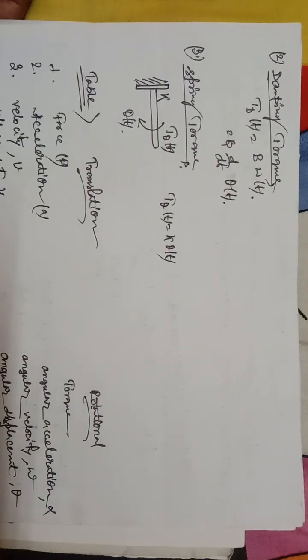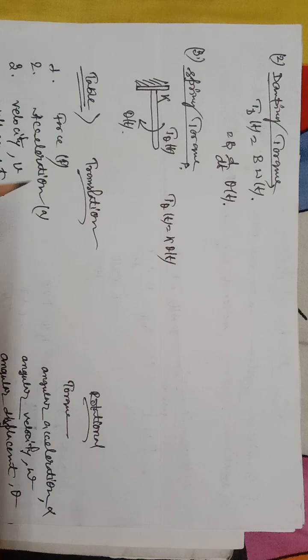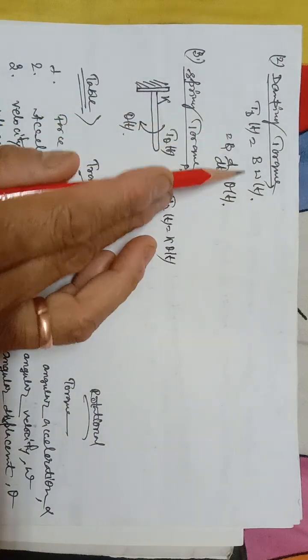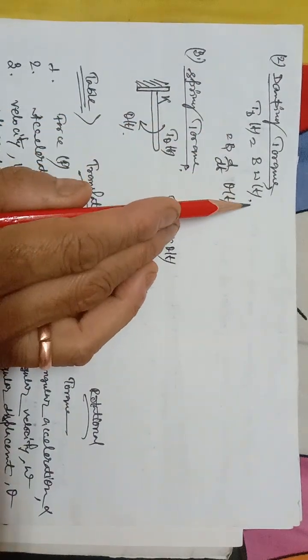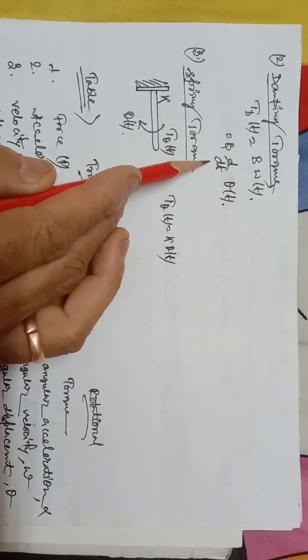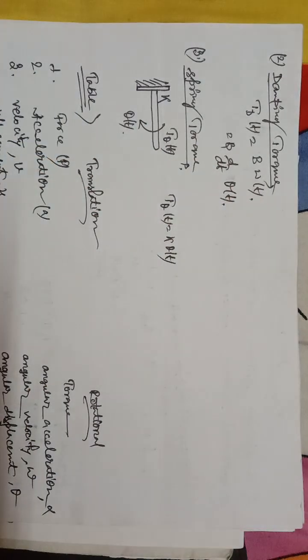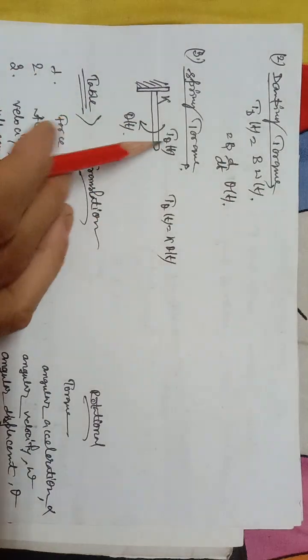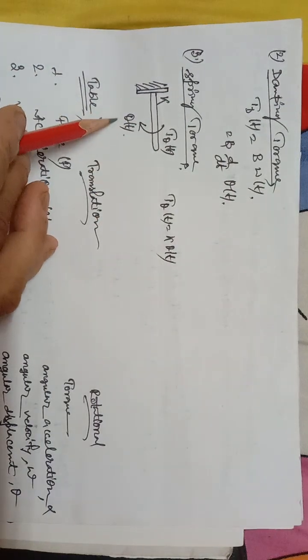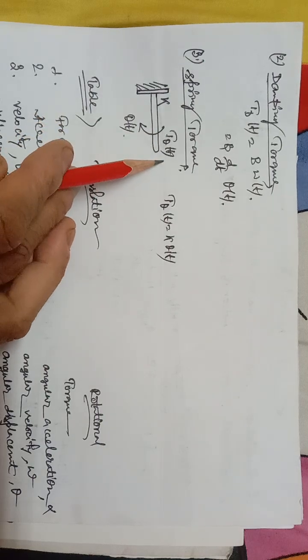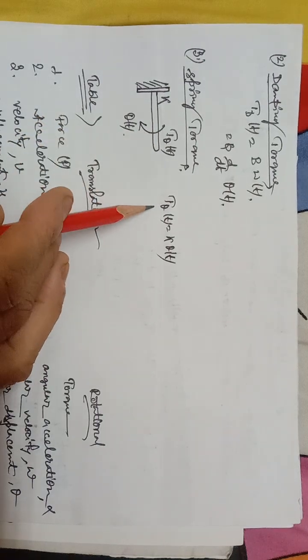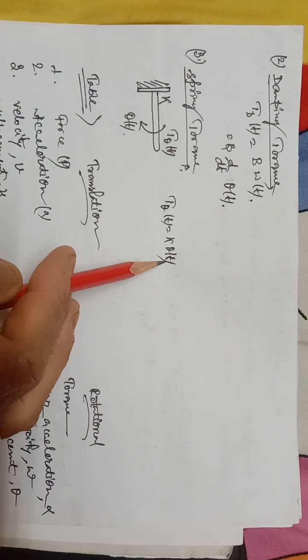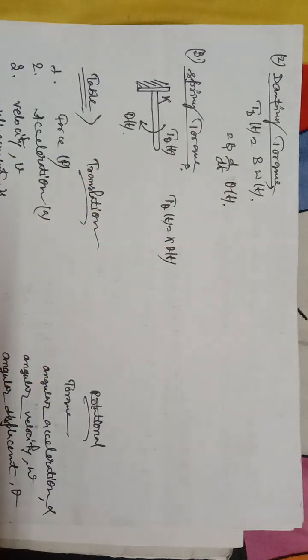Same case here: the damping torque T_d is equal to B into omega(t), that is, B into d theta(t) by dt. Now the spring constant: the applied torque, same case, T_k(t) is equal to K into theta(t), which is similar to that of the linear motion.